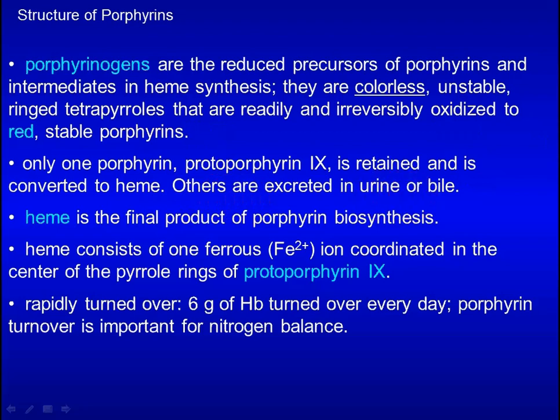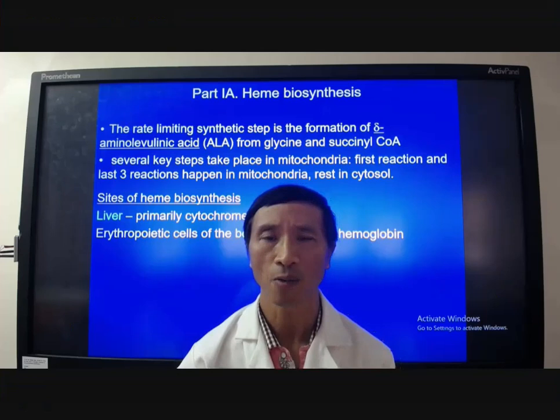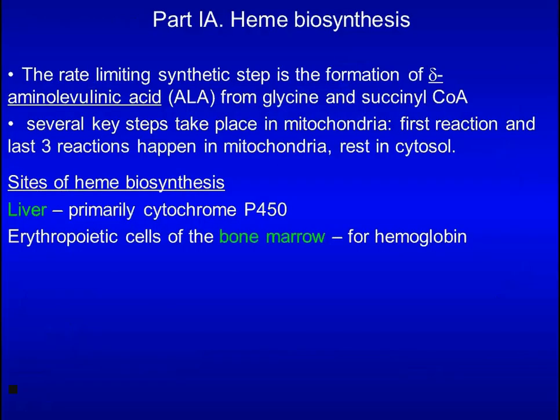Heme is the final product of porphyrin biosynthesis. Now, let's move to part 1a. We will look at heme biosynthesis. The rate-limiting step for biosynthesis of heme is the formation of delta-aminolevulinic acid from glycine and succinyl-CoA. Four steps take place in mitochondria. Heme biosynthesis occurs in the liver and erythropoietic cells of bone marrow.